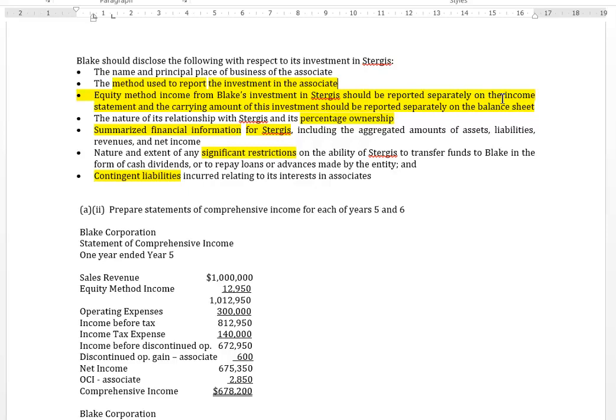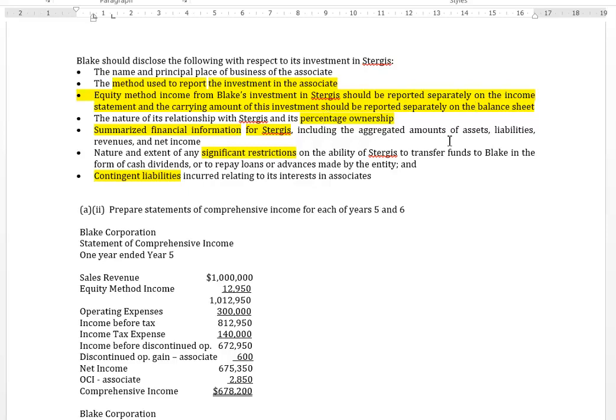It should be reported separately on the income statement, which when we do the income statement in the next part, we're going to show you where that goes. So we would show that. And we also have to show the carrying amount of the investment on Blake's separate entity balance sheet. So we would have to show that there too. We have to disclose it all right on the balance sheet. That's why I asked you to calculate it, so that if you can calculate it, then we'll get to where we place it on the balance sheet.